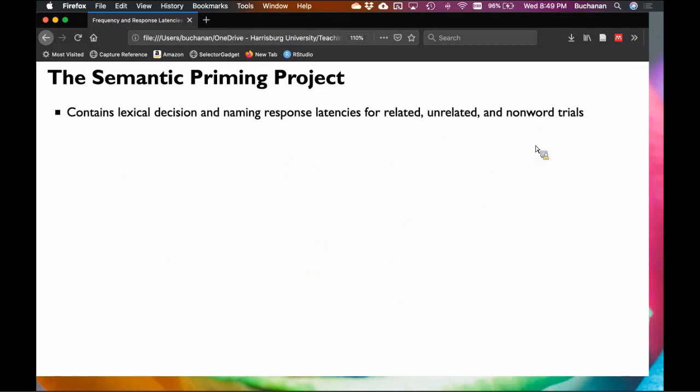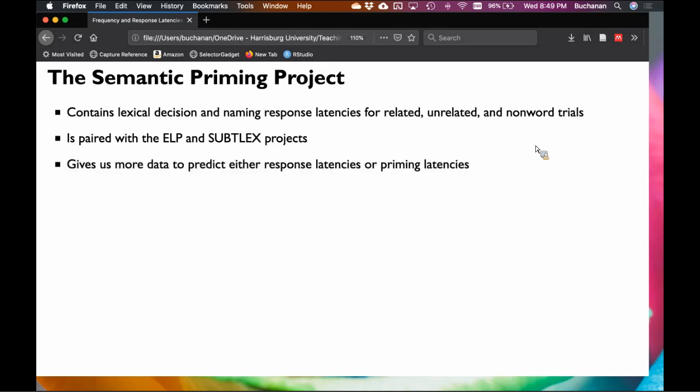And so the Semantic Priming Project data contains lexical decision and naming response latencies for related, unrelated, and non-word trials. They paired it with the English Lexicon Project and the subtitle projects. And that gives us more data. So we can predict the response latencies from the English Lexicon Project, or we can predict the priming latencies from the Semantic Priming Project. And this here is a really great final project if you're interested. I've had people use this data before.